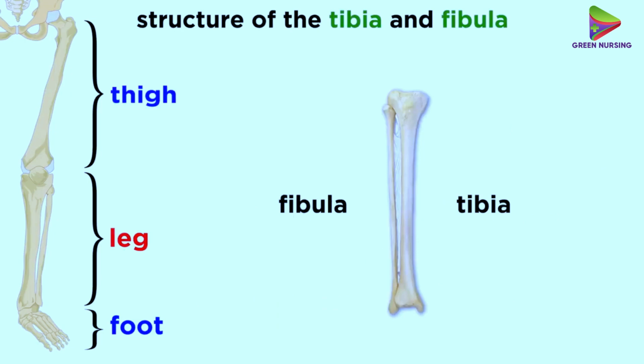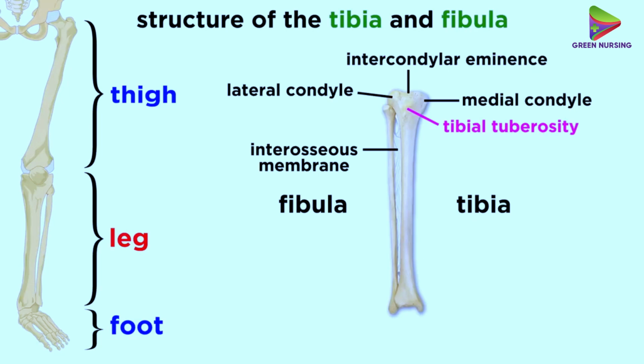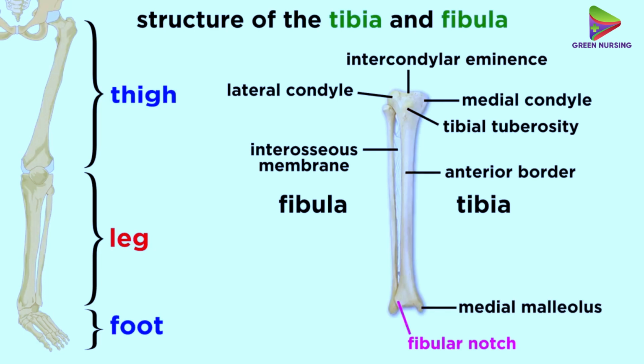From there we go to the leg, which, like the forearm, contains 2 bones, the tibia and the fibula. Again, we see an interosseous membrane between them. In the larger tibia, we see the medial and lateral condyles, the intercondylar eminence, tibial tuberosity, anterior border, medial malleolus, and fibular notch. The fibula is much thinner, with its head and lateral malleolus.